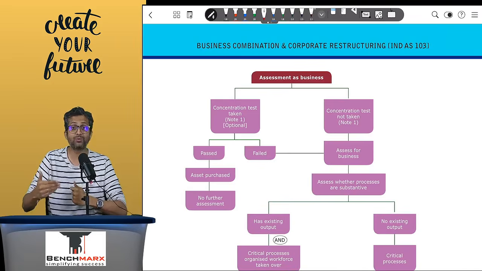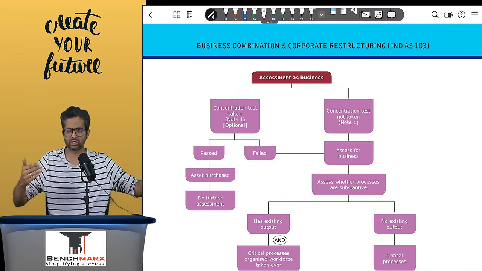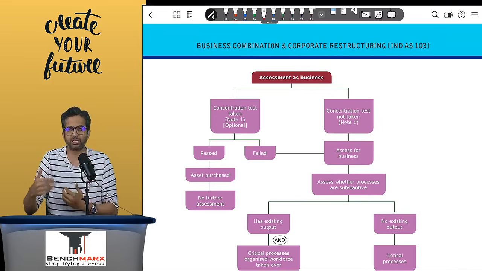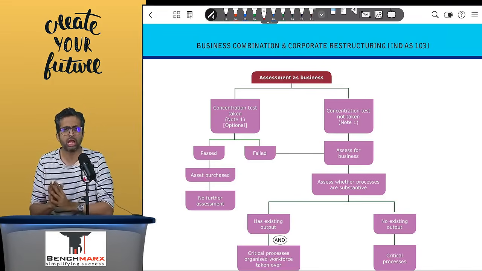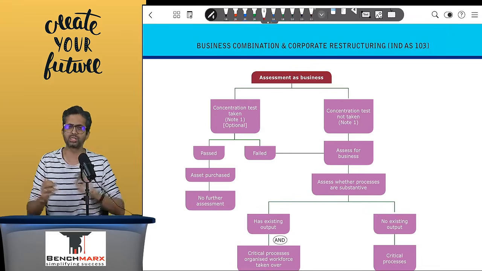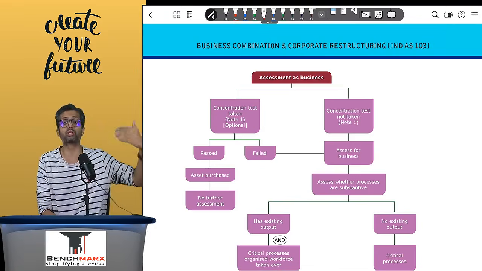However, if the concentration test fails, that is, substantially all means at least 90%, so if a single asset covers less than 90%, then we say that it is not an asset purchase necessarily. Does it mean it is a business purchase? The answer is no. You will still have to further assess for a business.